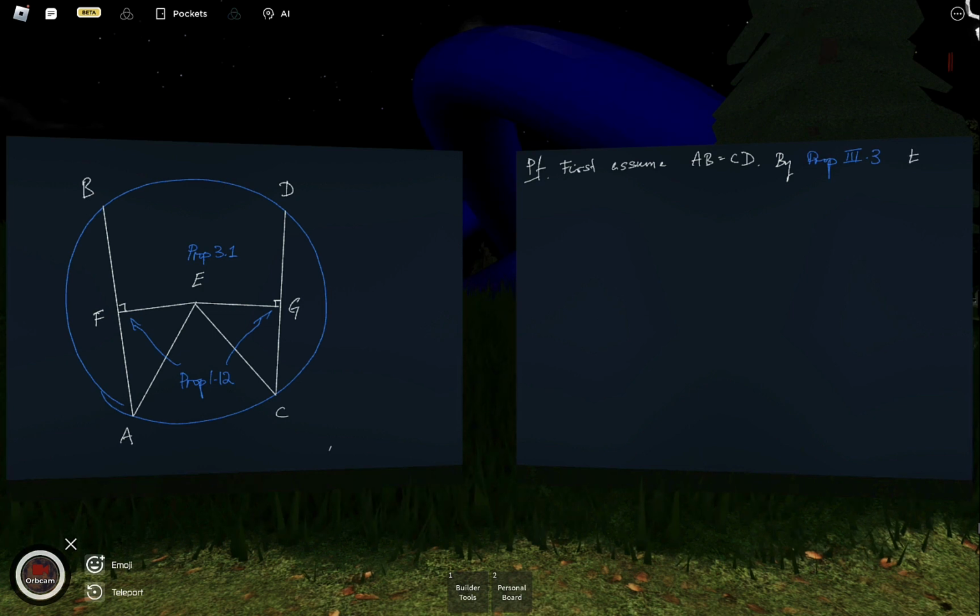III.3, EF cuts AB in half. And I guess I won't remind you what the proposition says exactly, right? If you drop a perpendicular from the center to a line in a circle, it just cuts it in half, right? And conversely. Right? And similarly, oh, that's a terrible similarly. EG cuts CD in half.